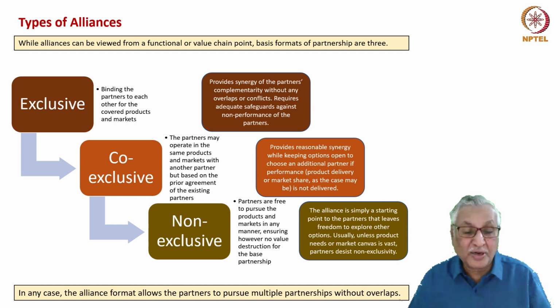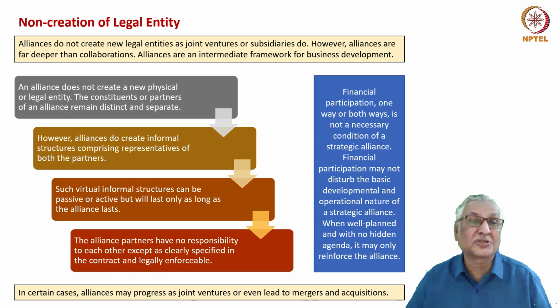In case the alliance format allows the partners to pursue multiple partnerships without overlaps, then there is always this risk of dividing the product line much further. It is always better to choose a partnership which is as exclusive or as co-exclusive as possible. So the important thing to note is that under the alliance format, you can pursue multiple partnerships as long as you do not have conflicting overlaps. That is to be marked as one of the important aspects.